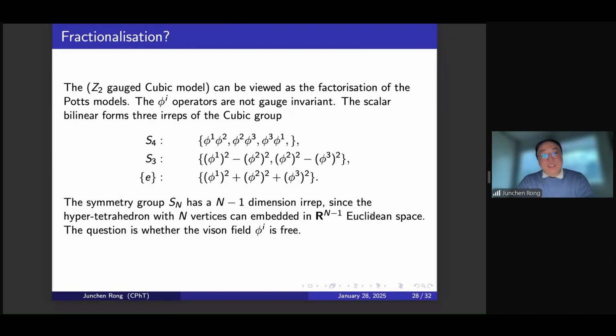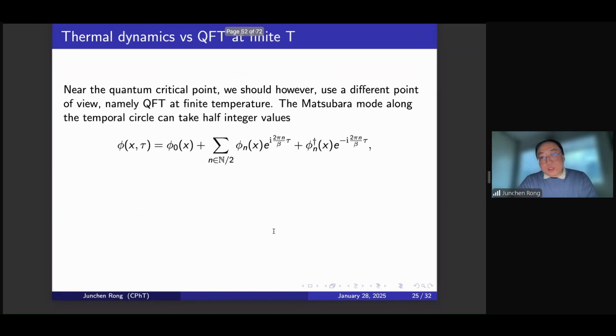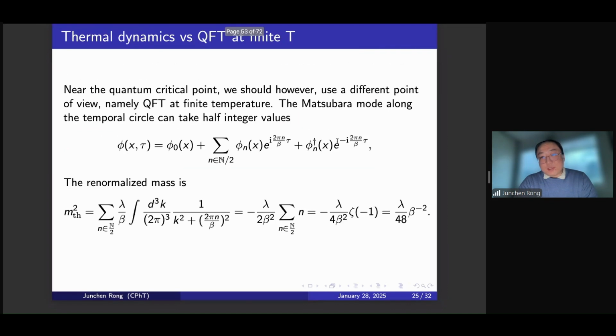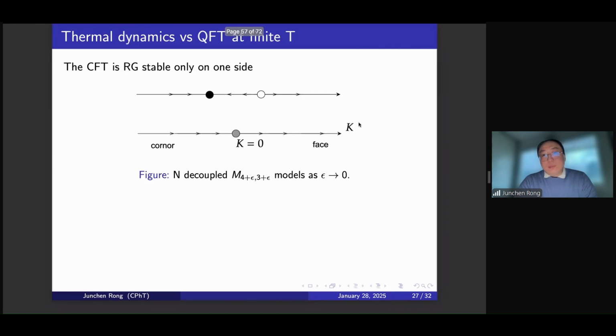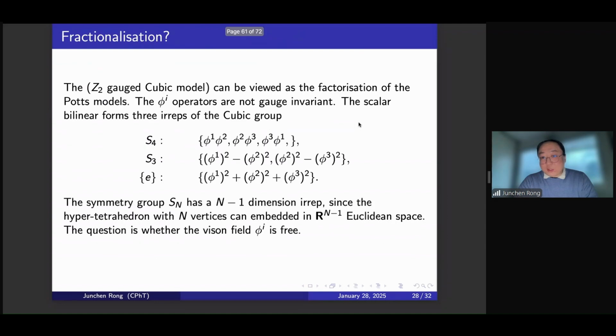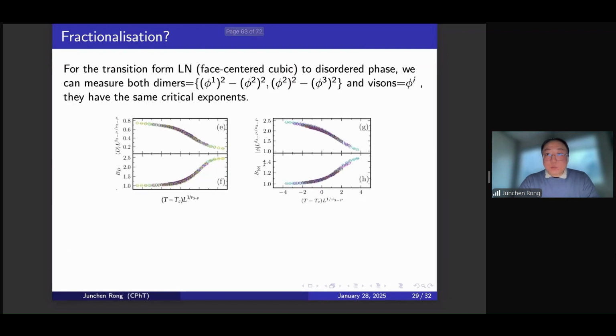Okay. So the question is whether phi is free or not. Near the quantum critical point, we know it should be free. So that's why we were using this field theory language with lambda phi^4. Away from the fixed point, it is possible that the actual order parameter is these composite ones, not the separated ones. In fact, this is what we observe.